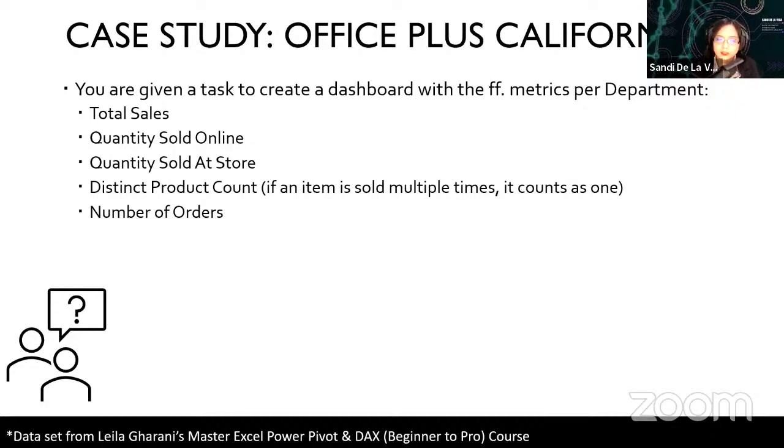Like total sales, quantity sold online or at store, the distinct product count, or what is the distinct number of products they sold. Even if they sold twice or thrice, it still counts as one. And the number of orders available in that department.